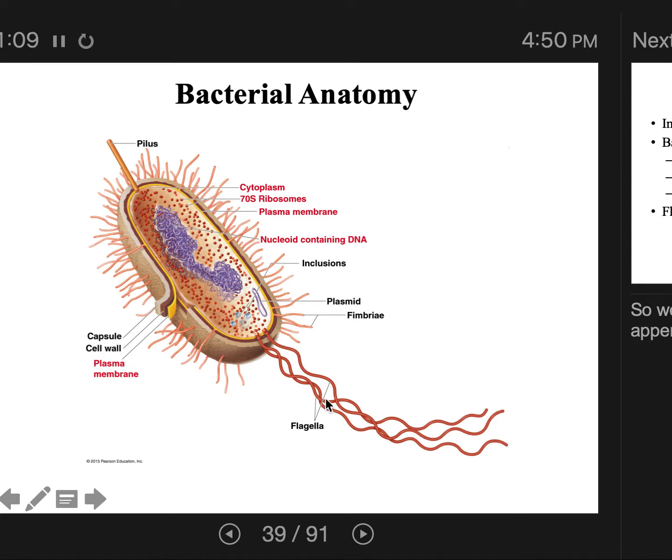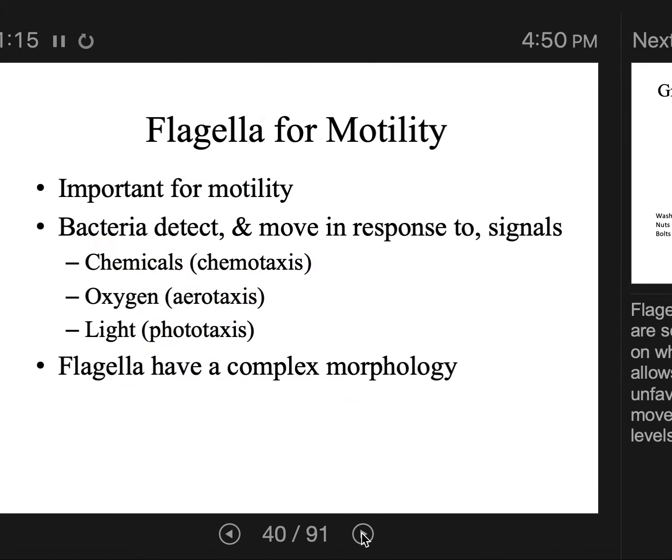Now there's all of these little appendages sticking out from the bacteria, so let's take a look at what those are about. We'll talk about flagella first. Flagella are whip-like tails that help bacteria move around. Flagella proteins are sensitive to environmental conditions and will move differently depending on whether environmental conditions are favorable or unfavorable for the bacteria. And this allows the bacteria to move towards favorable conditions and away from unfavorable conditions.